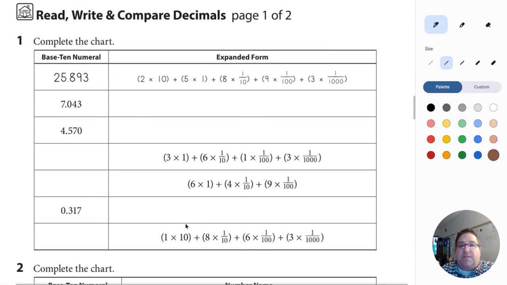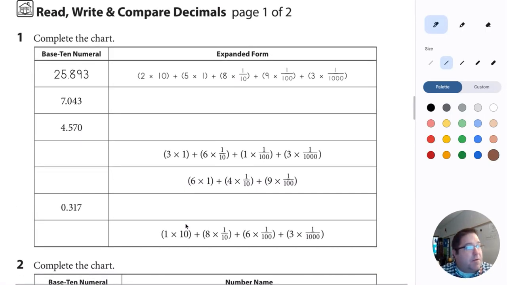All right, up next, we are writing in expanded form. And again, the whole idea is each of these numbers is worth something. So let's look at our example here, 25 and 893 thousandths. We usually start by just saying the decimal and then breaking it apart. What does each part mean? That 25, well, that 2 is 2 times 10, and that 5 is 5 times 1. That's what makes 25.